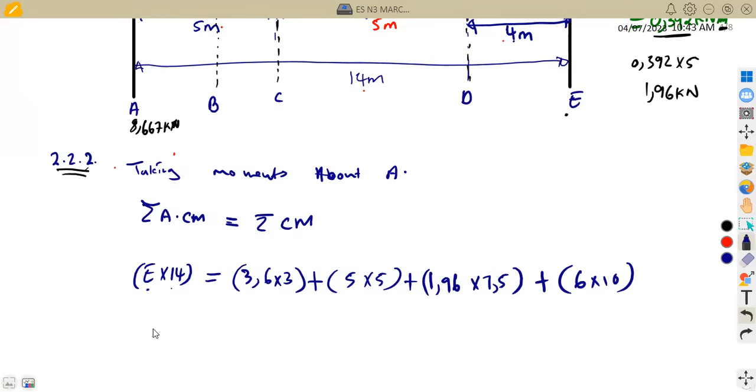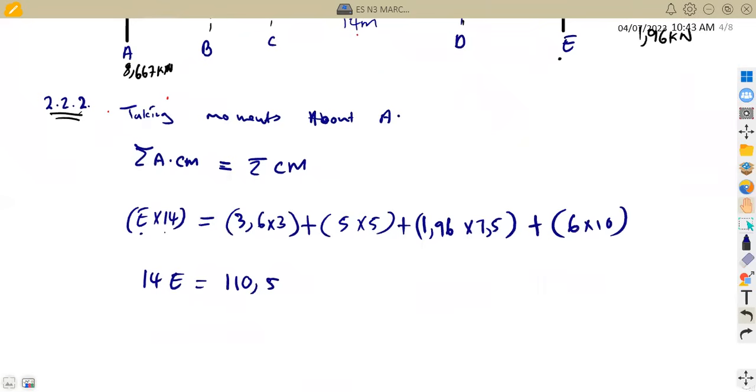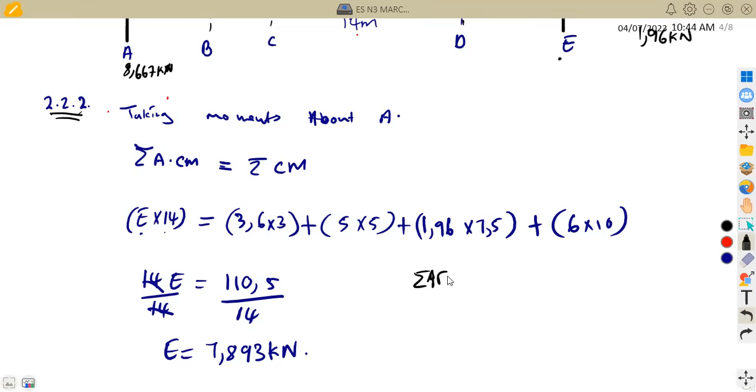So E times 14, that's 14E is equal to everything on this other side. We are going to obtain 110.5. So if we divide by 14 both sides to find the exact value of E, we are going to see that our E is going to be 7.89285 and so on, which is 7.893 if you round off to 3 decimal places. Okay. So that's it, guys. We can even check to prove from Newton's third law to say that the sum of the upward forces must be equal to the sum of the downward forces.